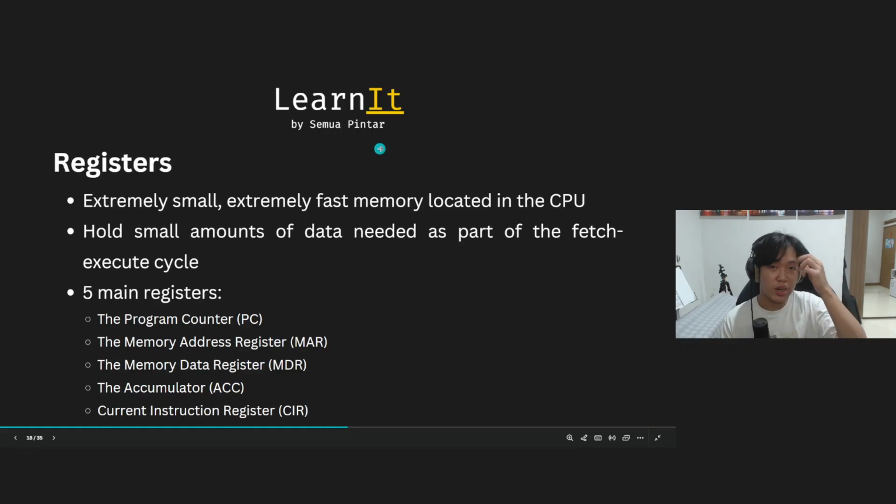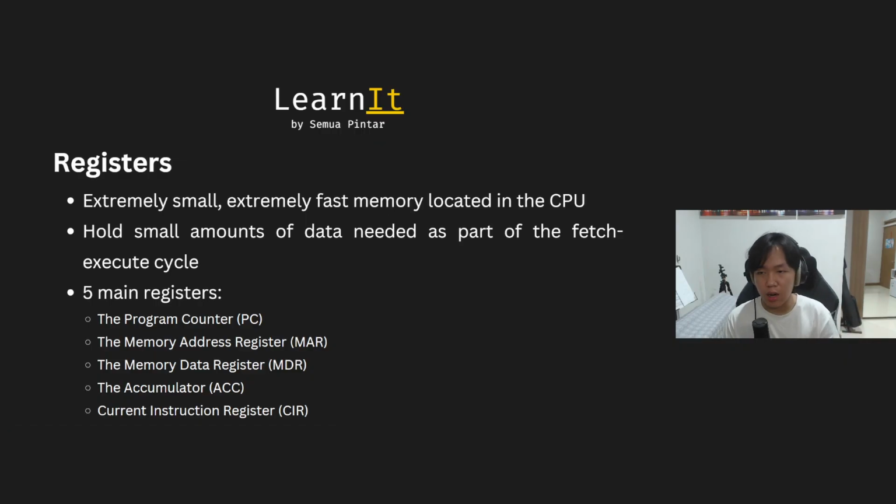So now this is where it gets a bit complicated. These are registers. They are extremely small and extremely fast memory located in the CPU, and they hold a small amount of data needed as part of the fetch, decode, execute cycle. There are 5 main registers, which are the program counter, the memory address register, memory data register, accumulator, and current instruction register. These can be abbreviated as PC, MAR, MDR, ACC, and CIR.